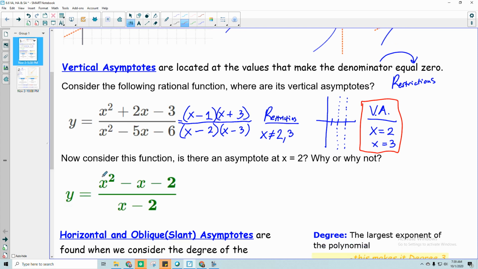Let's consider one other case with vertical asymptotes though. In this function, we would expect a vertical asymptote at x equals 2, because that's where our restriction is. We can't plug in 2, so that's where we should find a vertical asymptote. So before I graph this, I'm expecting that at 2 there's this asymptote here. Now let's actually graph it and see what happens.